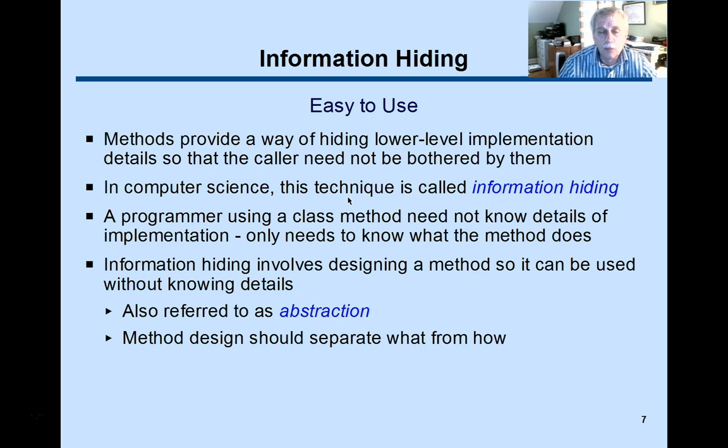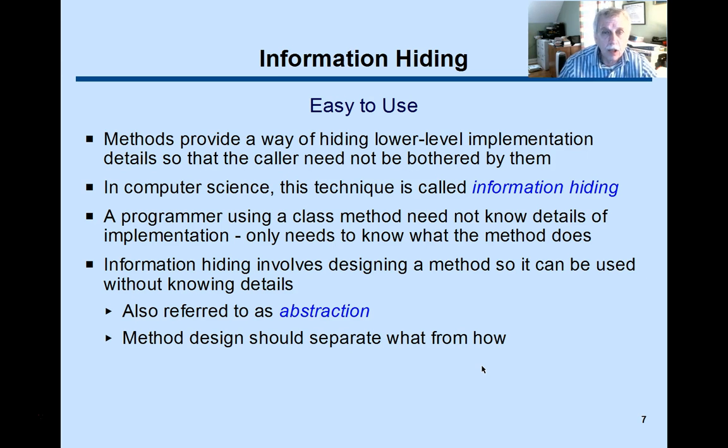The idea is we present the black box without providing the implementation details of how the task is actually completed by that method. That makes it very easy for someone to use the method and to use the code that someone else has written, and provides a very useful tool to these folks. So the idea is method design should separate what the method does, what the code does, from how it does it. We don't need to know how the task is accomplished.